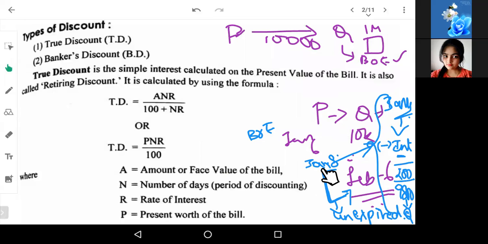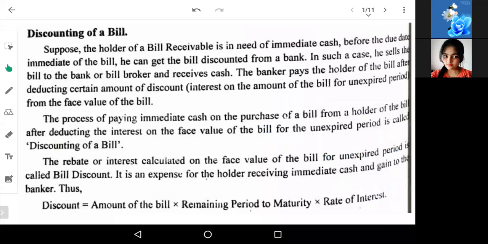What is the unexpired period? Since there is a gap between January 8th and February 6th, right? So this is called the unexpired period. February 6th has not come yet. We are still in January. So the time which is yet to come, that will be the unexpired period. So when the bank pays immediate cash after deducting interest for the unexpired period, that is called discounting of a bill.